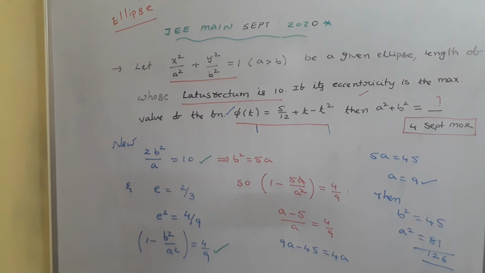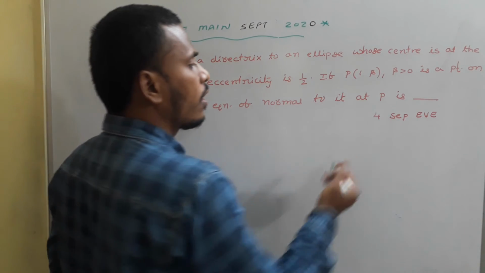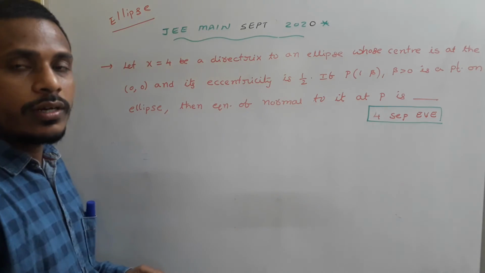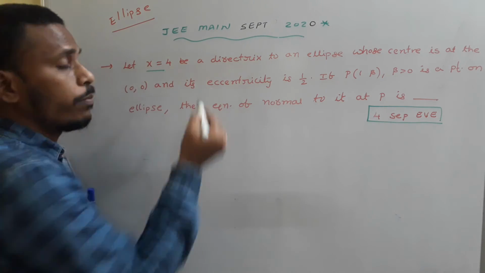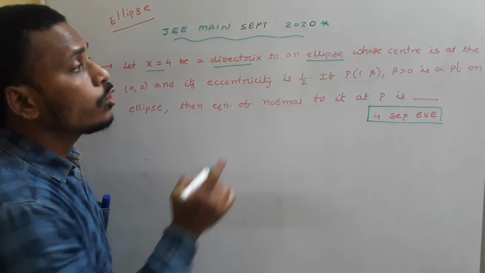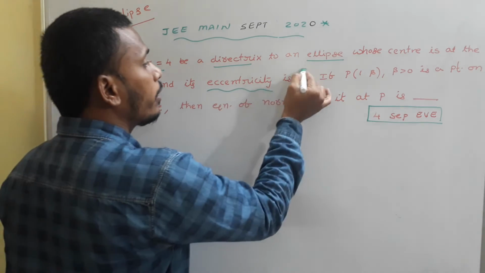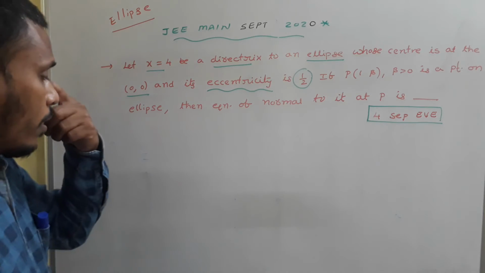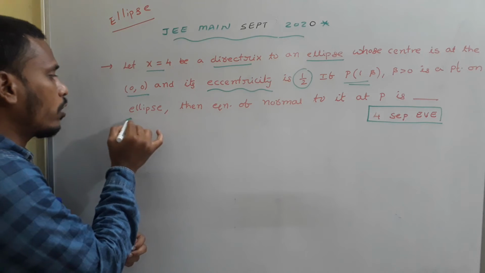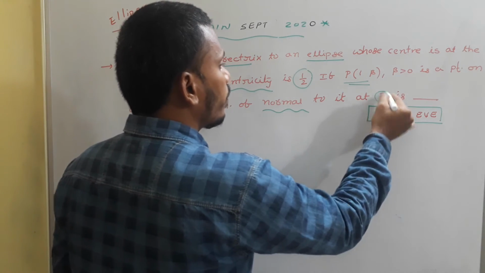That's the problem. Okay, now this question was asked on 4th September evening. What is the question? x = 4 is the directrix of an ellipse whose center is at the origin. Its eccentricity is 1/2. If the point P(1, beta) for beta greater than 0 is a point on this ellipse, then we need to find the normal at this point P.